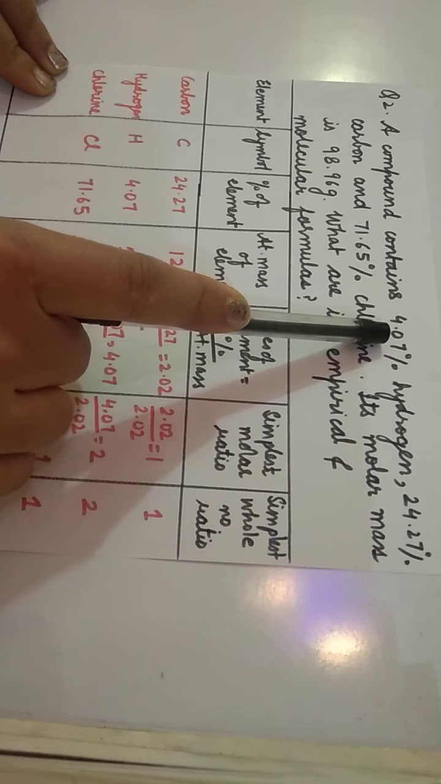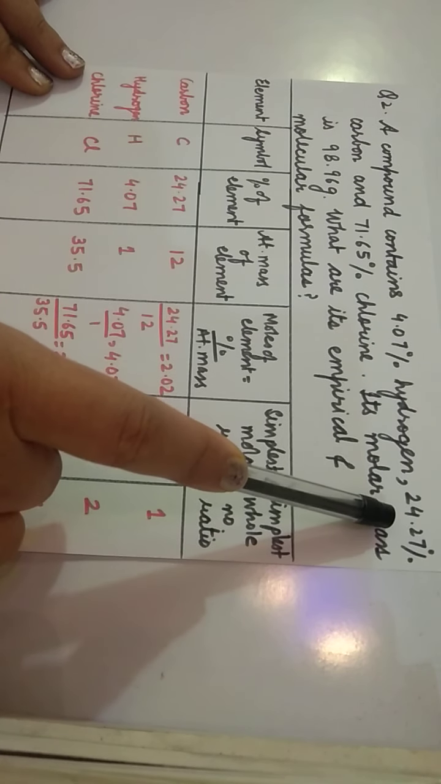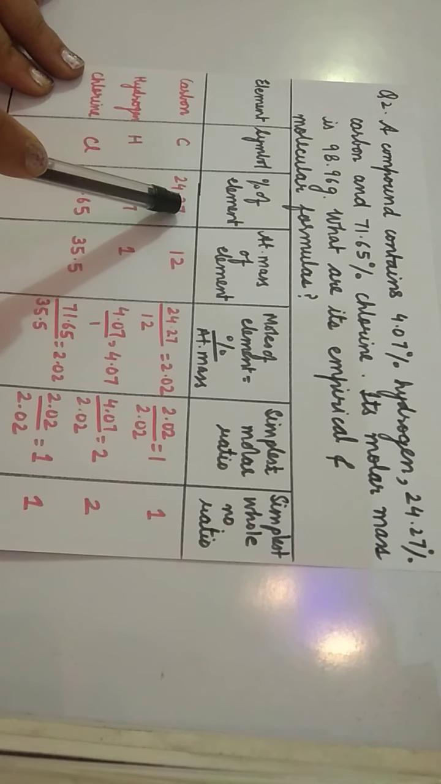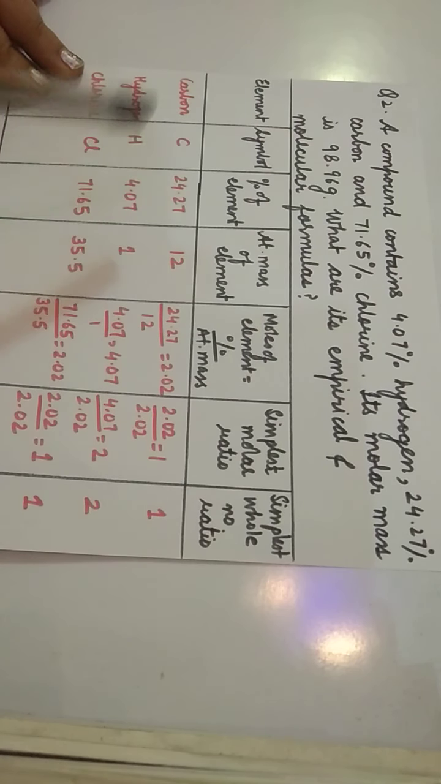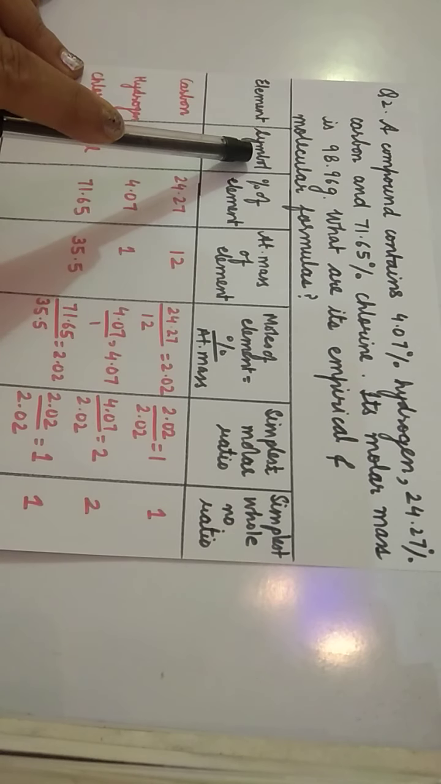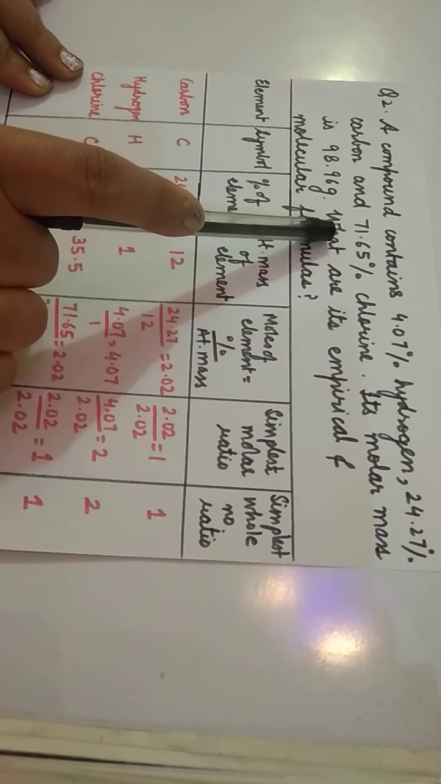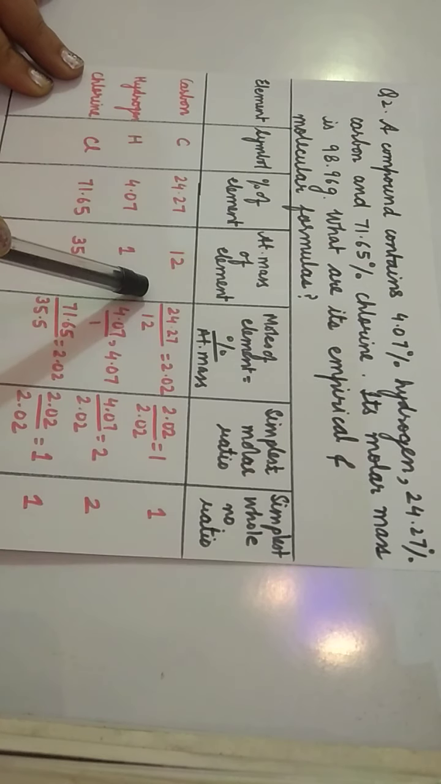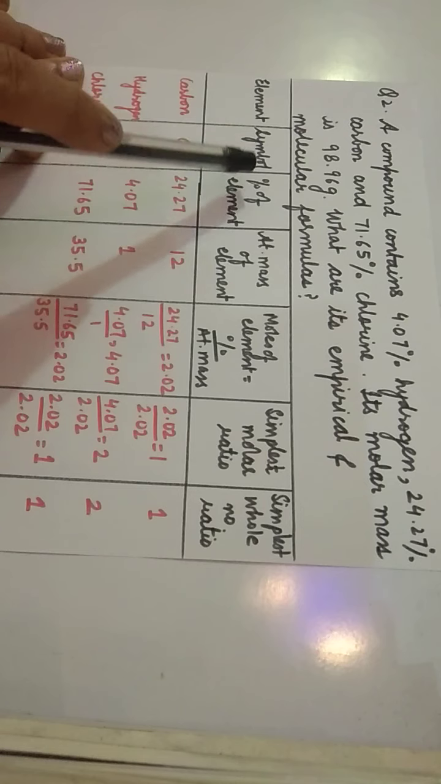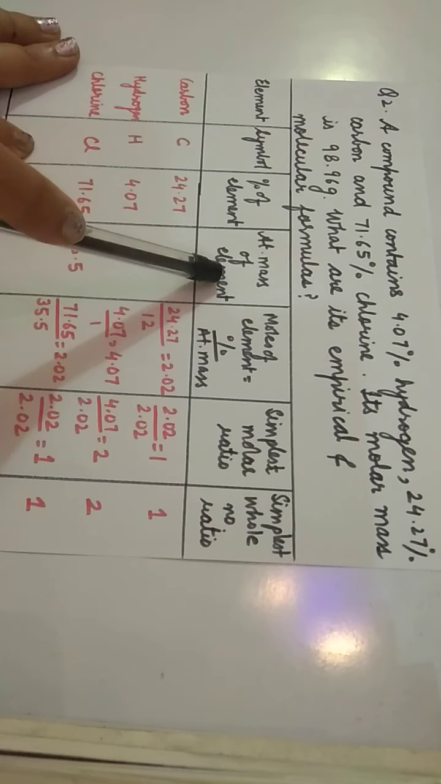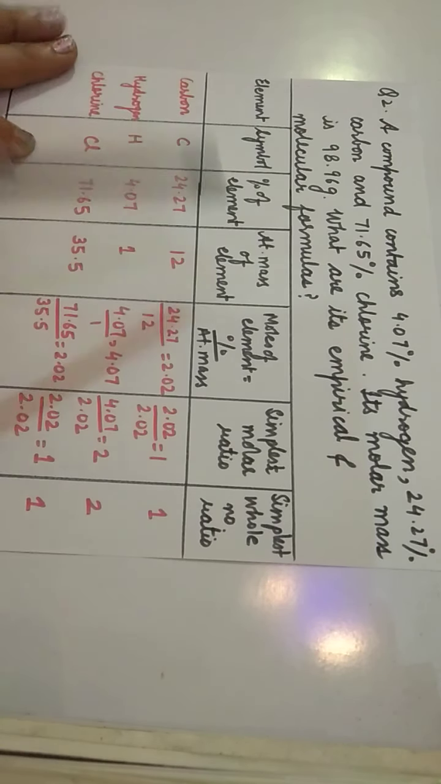In the same way, you have to write the percentage of element. Percentage of element is for hydrogen 4.07%, for carbon it is 24.27%, and for chlorine it is 71.65%. So first element, then symbol, then children you have to write the percentage, then the atomic mass of element. Four steps are clear: element, symbol, percentage and atomic mass of these elements.